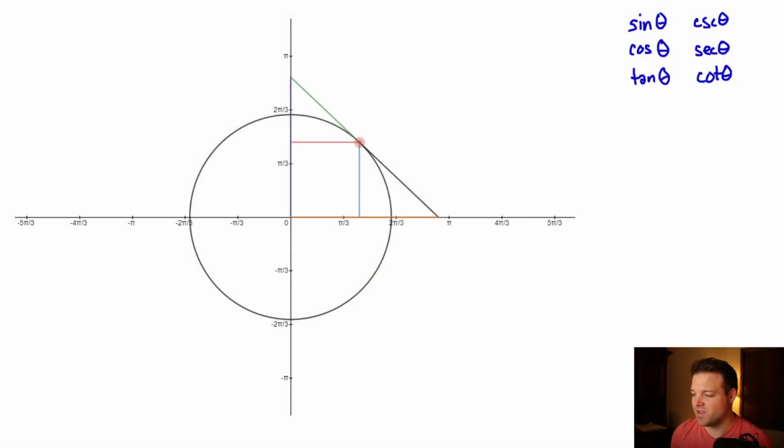Hey guys, today I want to give you a different perspective on the 6 basic trig functions. Alright, so up here on the right I have my 6 basic trig functions. We have sine, cosine, tangent, cosecant, secant, and cotangent, sorry.